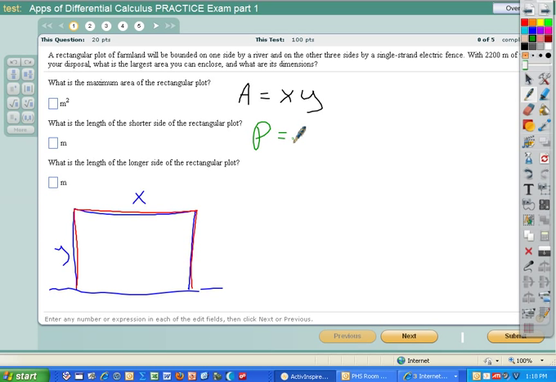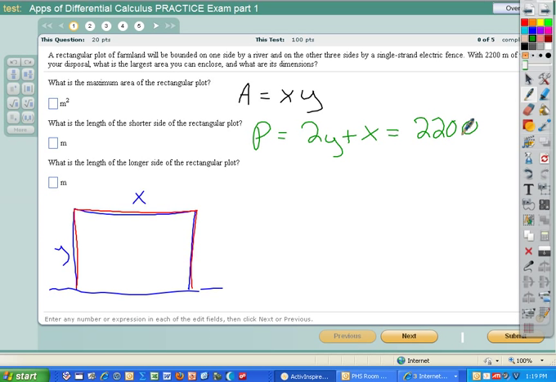And what is it in terms of x and y? 2y plus x. We don't need the riverside, right? So 2y plus x equals 2,200 meters. So there's our secondary equation, or equation of constraint.